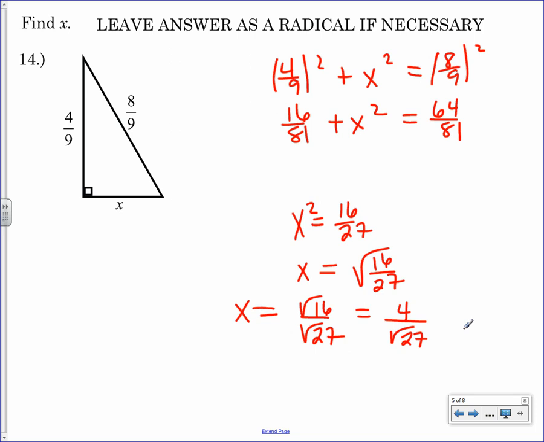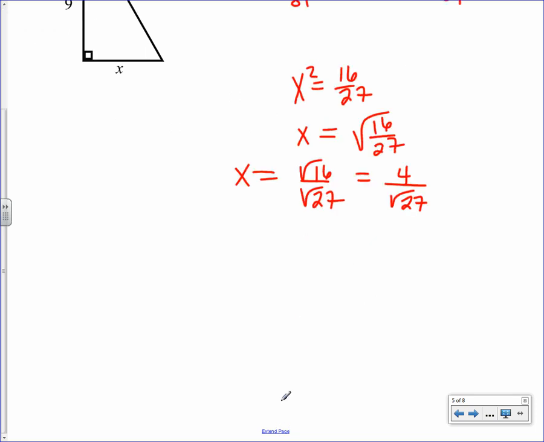You can't have a root in the bottom. You can't have a root in the denominator. So what I'm going to have to do is rationalize the denominator. If you're in Algebra 2 right now, this should be somewhat easy for you. If you're not, it's going to be a while to remember, right?